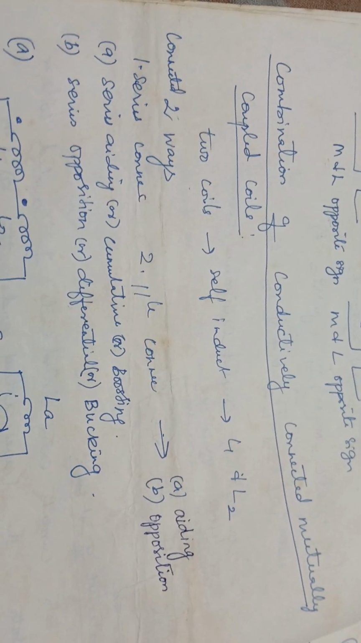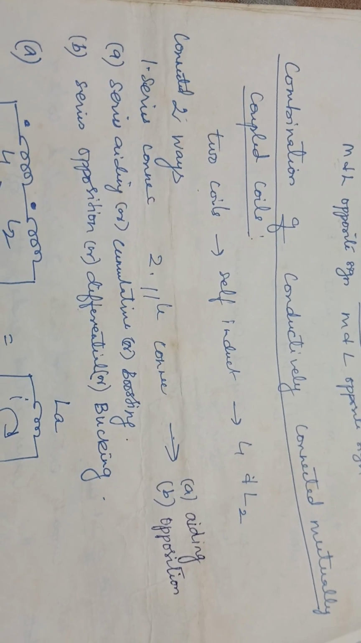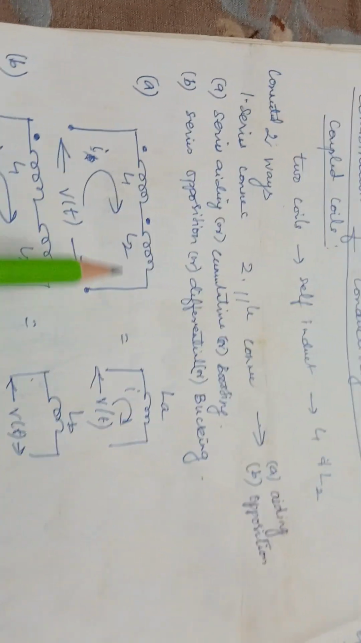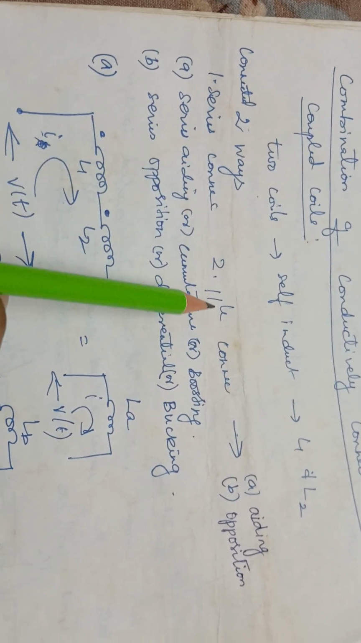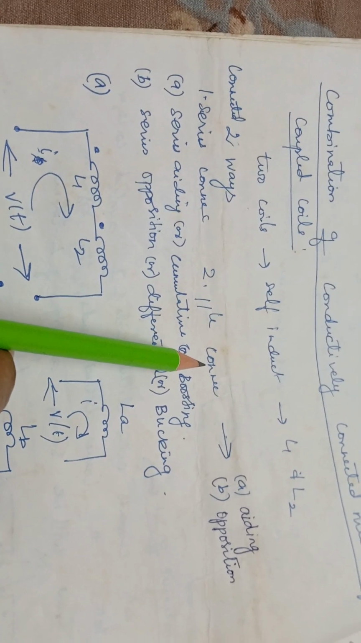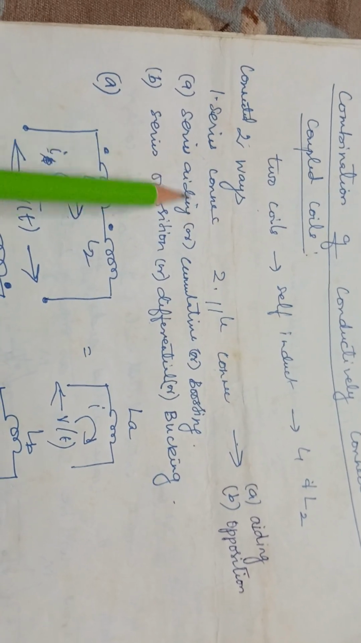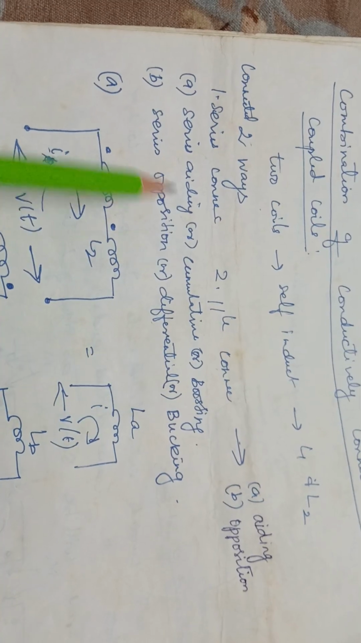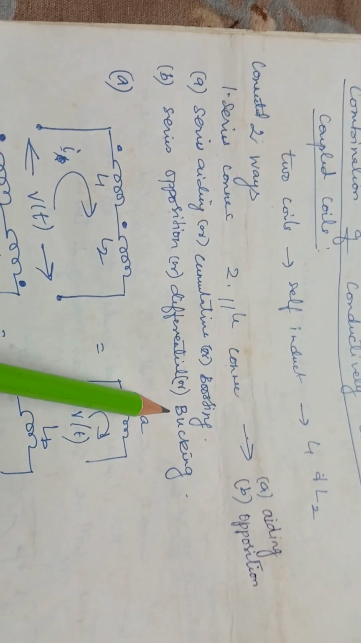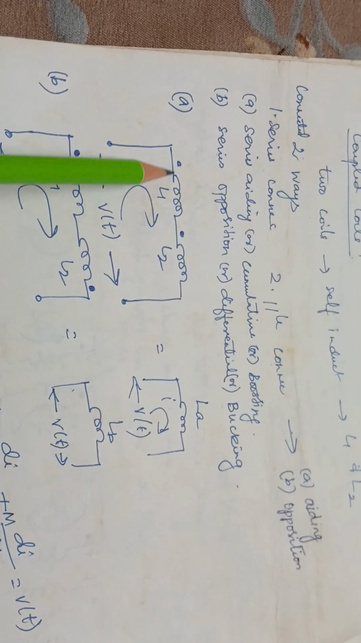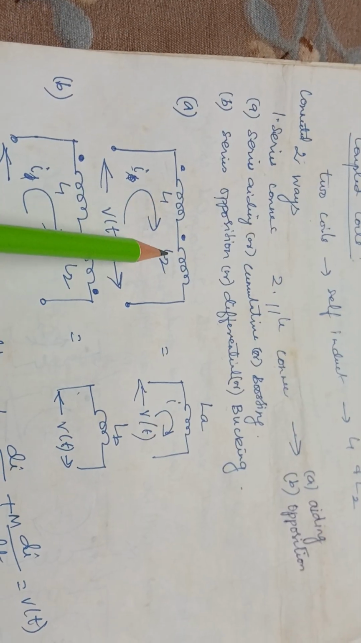Combination of conductively connected mutually coupled coils. In this circuit we have two ways of connection: one is series connection, and another is parallel connection of the inductances. First, the series connection can be aiding, cumulative or boosting, or opposition, differential, bucking.